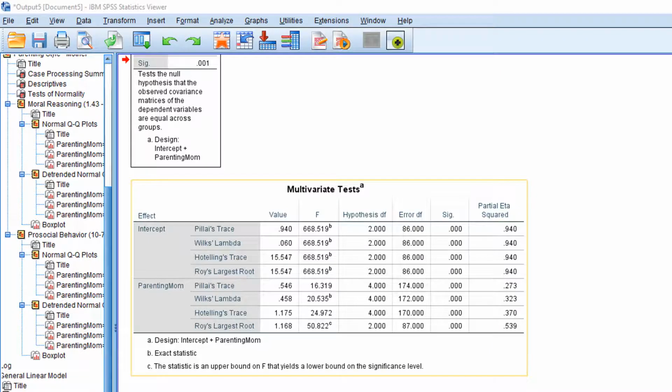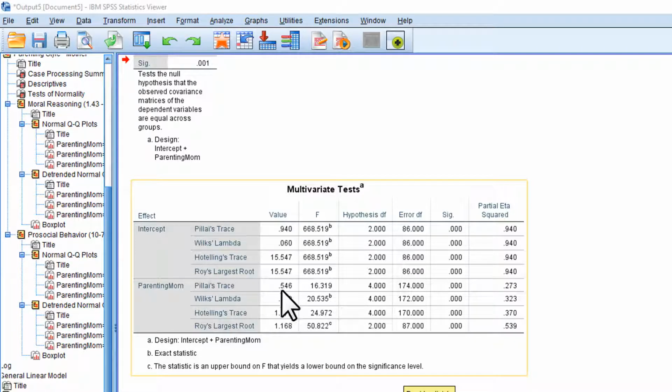If we only had 2 levels of the independent variable, all 4 tests will produce identical results. But in our case, we have 3 levels of our independent variable. For our result, parenting style of mother has a significant multivariate effect on moral reasoning and prosocial behavior.